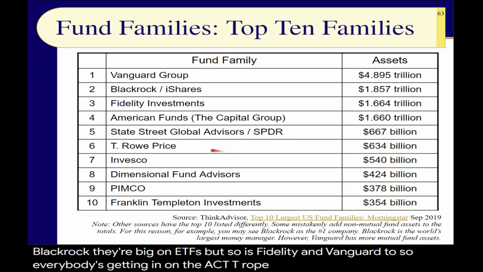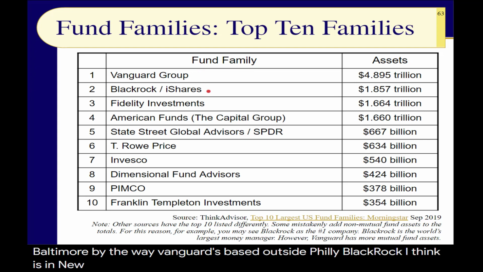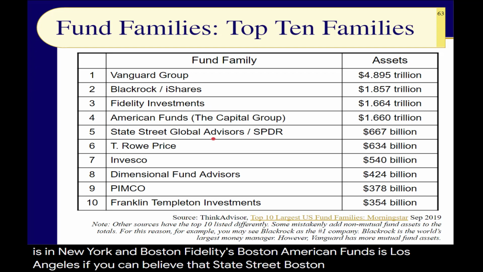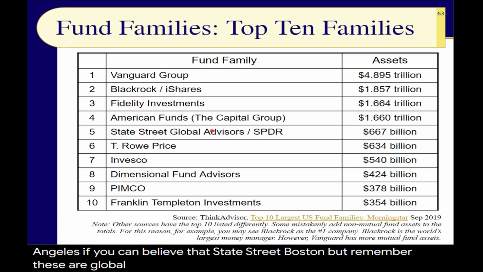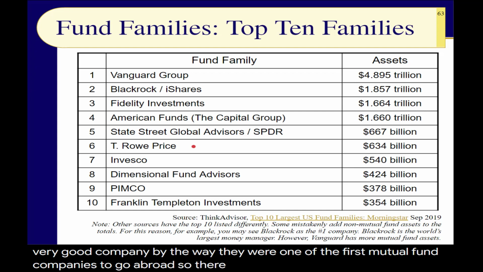T. Rowe Price is a company based in Baltimore. By the way, Vanguard's based outside Philly. BlackRock, I think, is in New York and Boston. Fidelity's Boston. American Funds is Los Angeles, if you can believe that. State Street, Boston. But remember, these are global companies now. T. Rowe Price is a very good company, by the way. They were one of the first mutual fund companies to go abroad. So they're based in Baltimore, you say, no, they're globally based now.